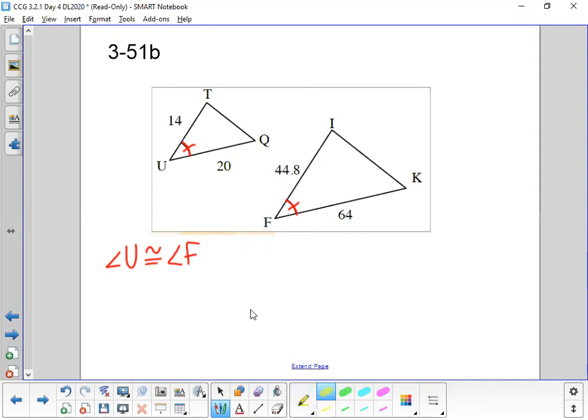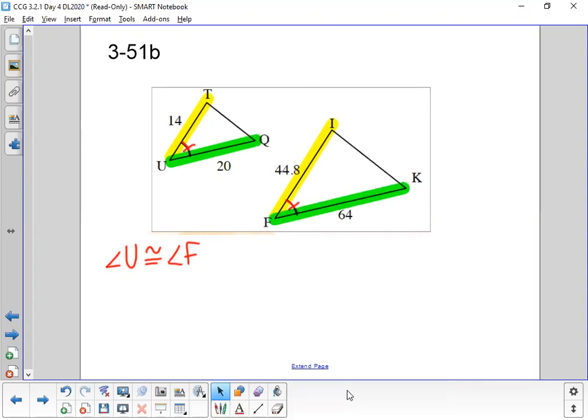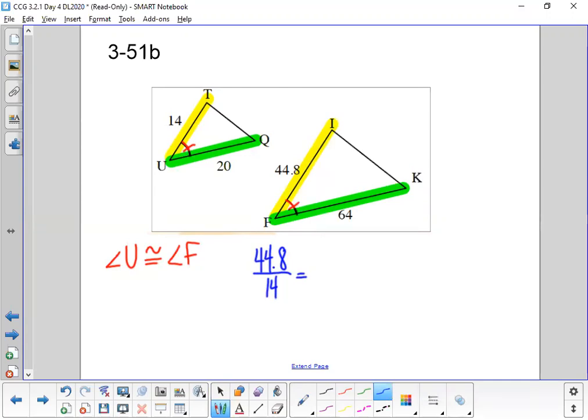But I do have some corresponding sides that are marked. So I've got my smaller side, which is 14, that's UT, and that's going to correspond with the smaller side in the other triangle, which is 44.8, FI. And then I've got UQ is corresponding with FK. Then I just got to see if they're in the same proportion, or if they're proportional. Are they in the same ratio? So I am going to do 44.8 divided by 14, and I'm going to see what that gives me. So I do that in my calculator, and I would get 44.8 divided by 14 gives me 3.2.